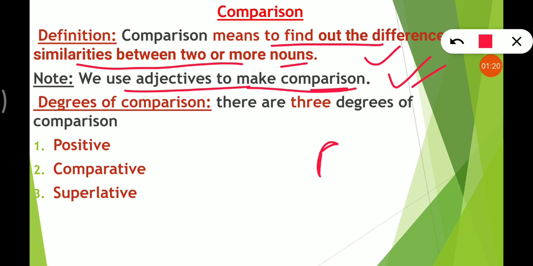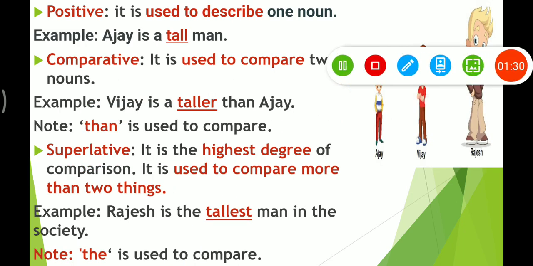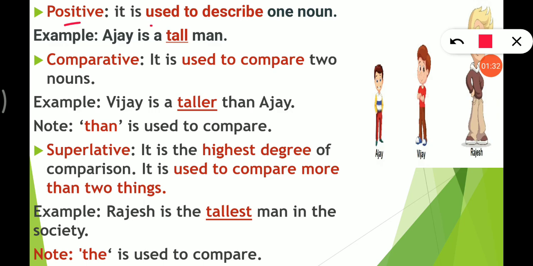If we talk about the degrees of comparisons, there are three degrees: positive, comparative and superlative. Let's discuss them one by one. So here we have positive. Positive is used to describe a noun. For example, this boy Ajay is a tall boy. So this is just describing.